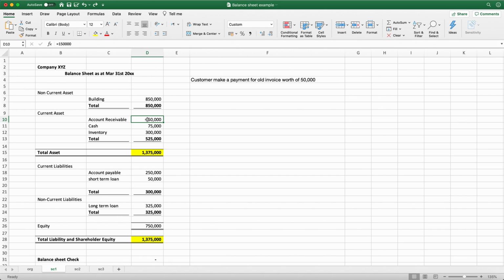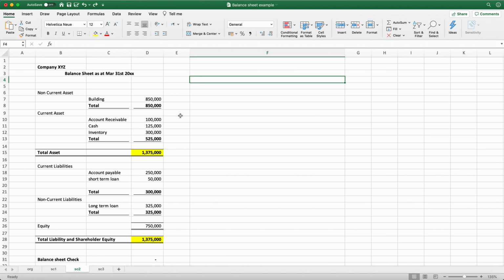Account receivable will be going down by 50,000, so I have to credit my account receivable by 50,000 and it's going to be 100,000. At the same time cash will be increasing by 50,000, so I have to debit my cash by 50,000, and 75,000 of cash is going to become 125,000. Now we can notice as well that total asset did not change, because 50,000 went from one asset account to another asset account. We're done recording this transaction, and we can see that we don't have any error in our check, and the check is showing 0.